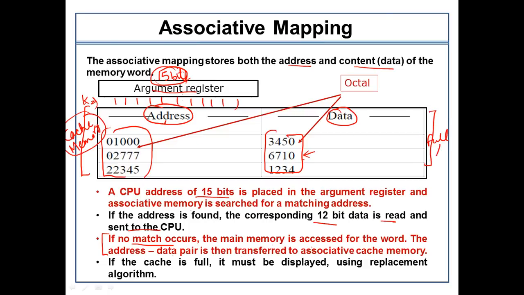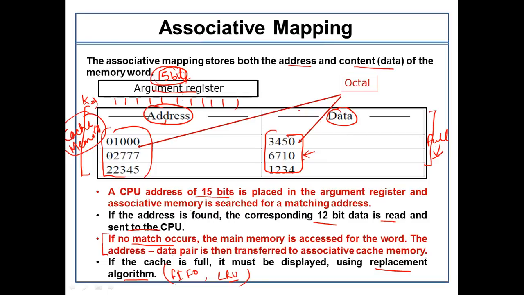So how are we going to eliminate or delete the data? We will be using some replacement algorithms like first in, first out, or LRU, least recently used. These kinds of algorithms can be applied in order to take out the data from here.